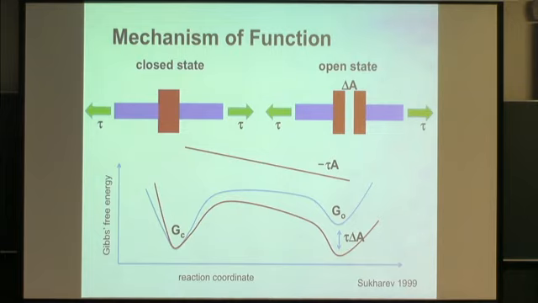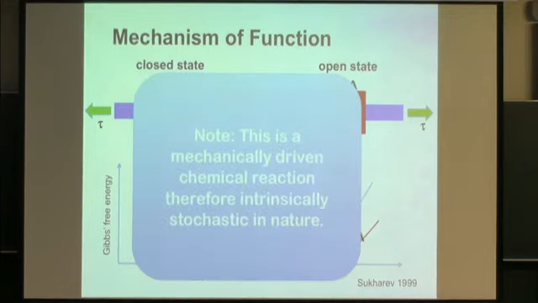For this system, MscL has by now been solved in its structure in two states, and there really is a change in area. It's not only a hypothesis, it's there. What I want to point out is it's a mechanically driven chemical reaction, and it's therefore by itself a stochastic process, because it's a single molecule undergoing a chemical reaction. That's statistics.